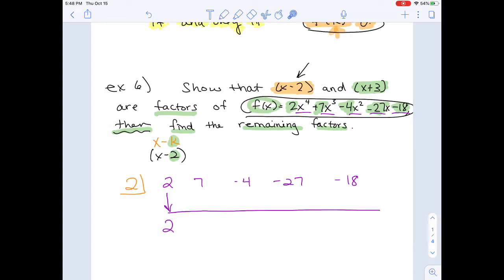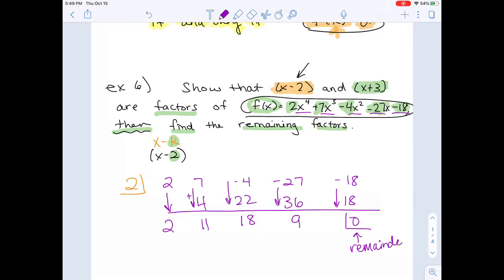So here we go. We multiply 2 times 2 is 4, goes here, and then we add down. 7 plus 4 is 11, and then we multiply again. 2 times 11 is 22, and then we add down. -4 and 22 is 18, and then we multiply. 2 times 18 is 36. Add down: -27 and 36 is 9. Then we multiply 2 times 9, we get 18, and then we add down, we get 0. This is our remainder.